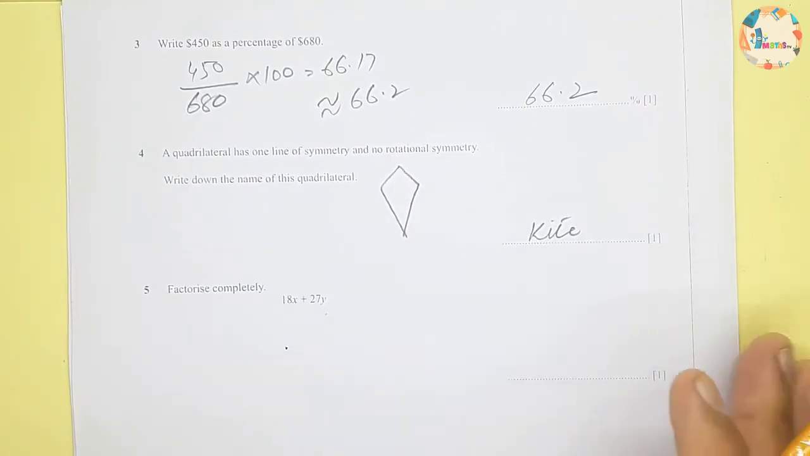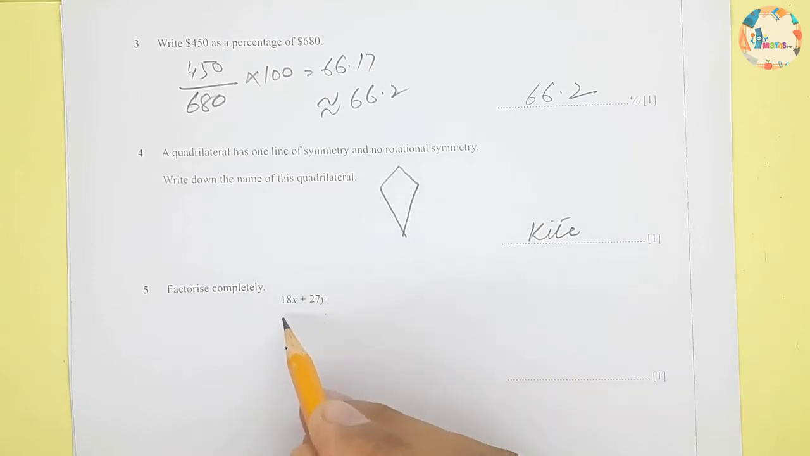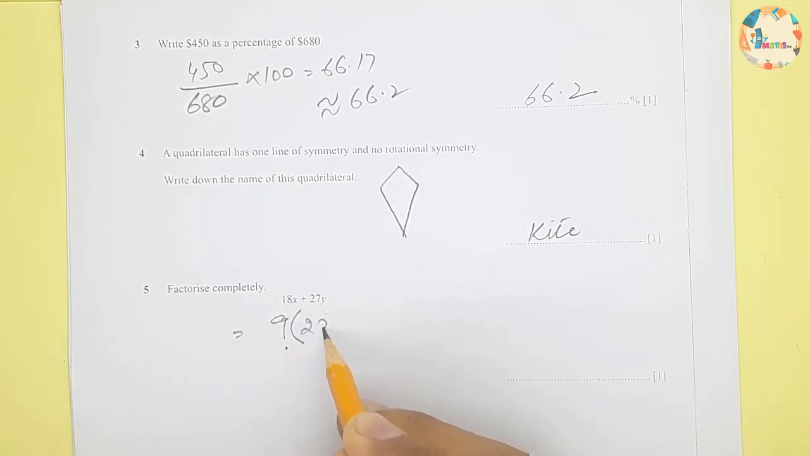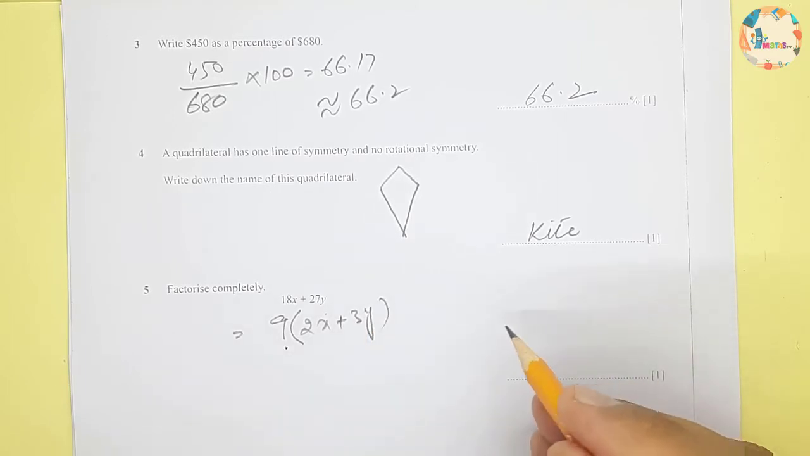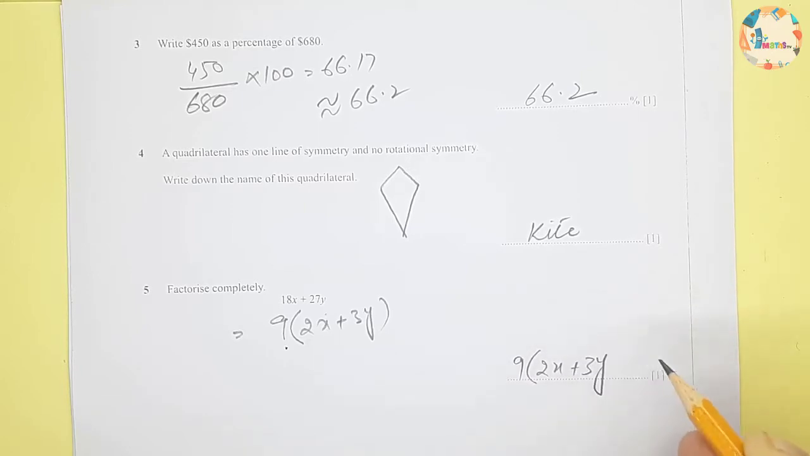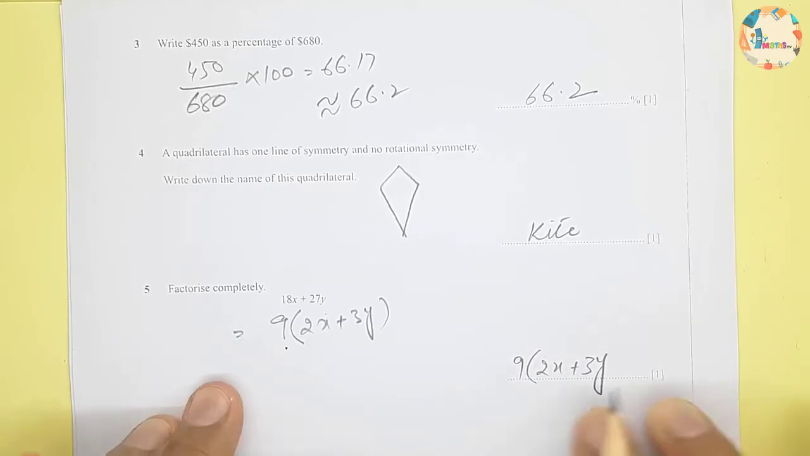Question number 5. Factorize completely. We'll have to take the maximum common factor. So 9 we can take common. Inside will be 2x plus 3y, and this will be our answer. 9 into 2x plus 3y. This will be our final answer.